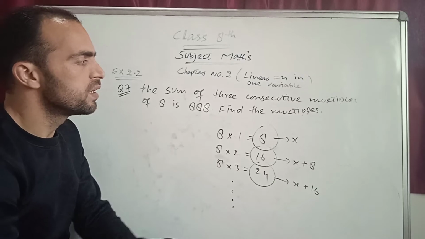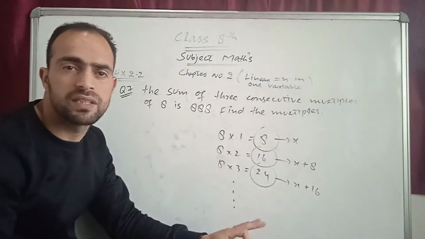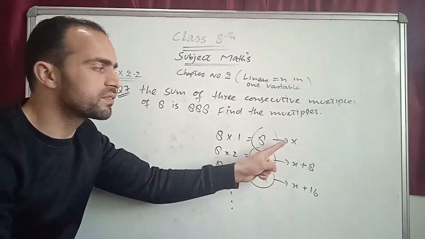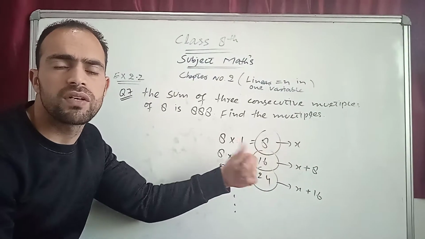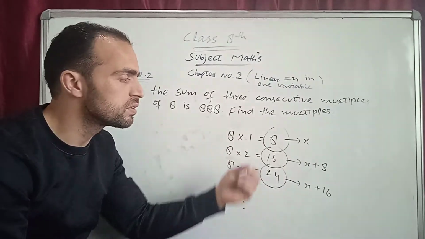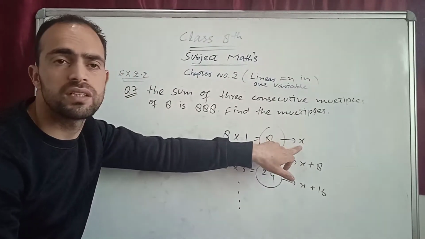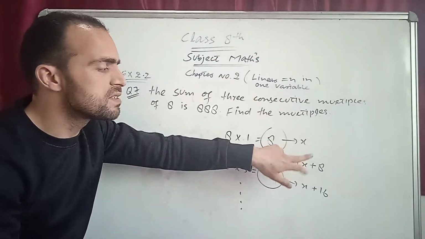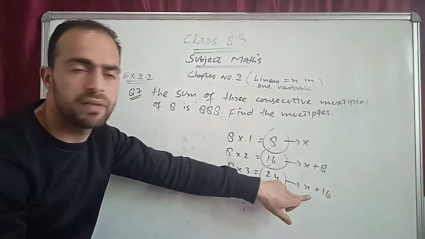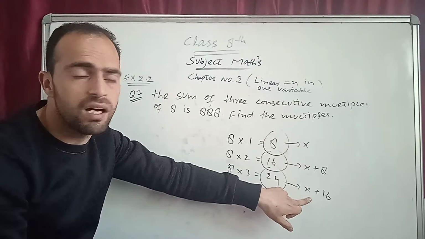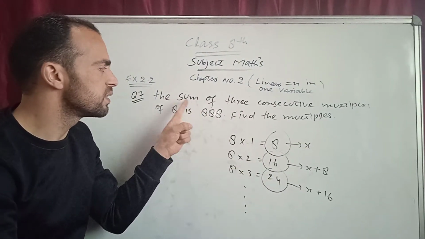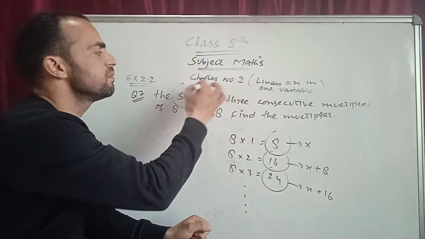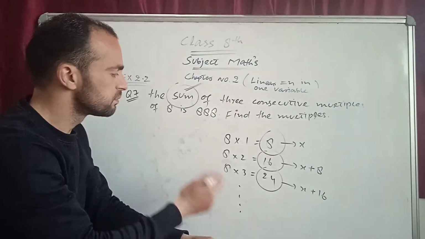Now in general, whenever a question comes with consecutive multiples, you always take the first as x because we don't know from which one we have to start. So let's suppose the first multiple of 8 is x, the second will be x plus 8, and the third will be x plus 16. Now go to the question, the sum. Here the sum is written, so take the sum.